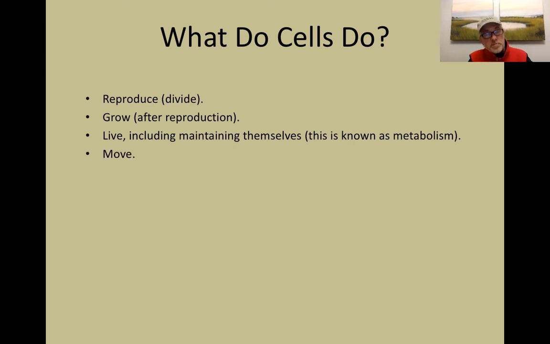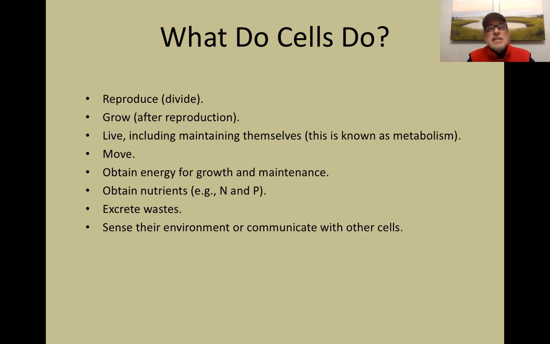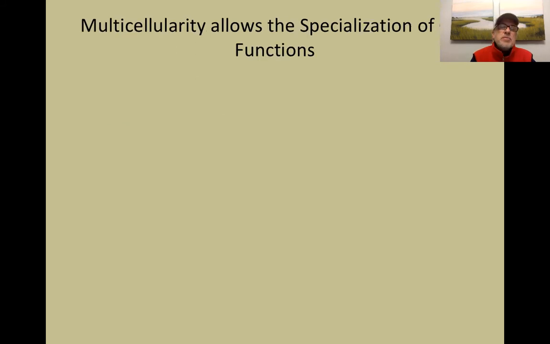Many of them move, so they have to spend energy moving. They have to obtain energy for growth and maintenance and movement. They have to obtain nutrients, and the nutrients contain atoms such as nitrogen and phosphorus. They have to excrete waste products into the environment. They have to sense their environment and communicate with other cells. So they have a large number of things that they have to do. That's if we think about cells as unicellular organisms.